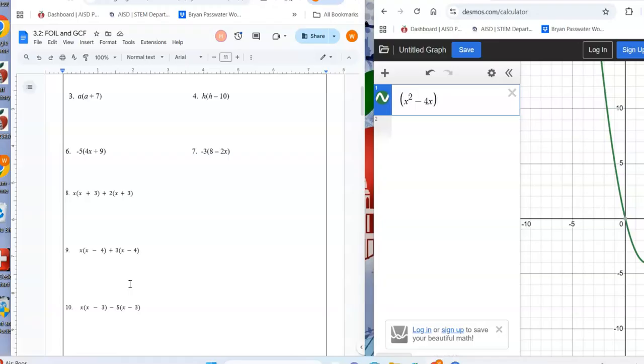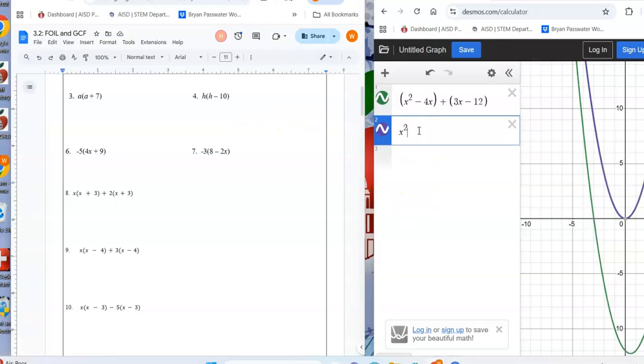Now the second one, plus 3x minus 12. That's me doing 3 times x minus 12. Notice now that we have x squared. I cannot combine an x thing with x squared because those are different. And then I have negative 4x plus 3x. That becomes negative 1x, which is just negative x. And notice I got minus 12, and that's actually the answer for number 9. That is it. That's how you do number 8, but 8's a little bit easier because everything is positive.